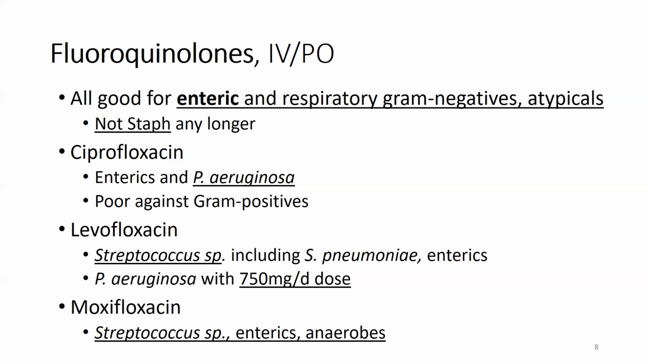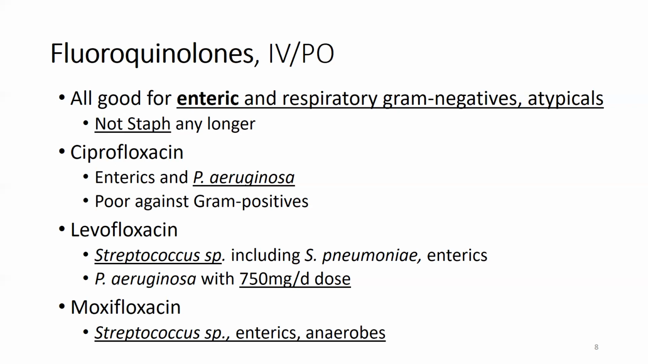So ciprofloxacin is the oldest that's still being used. That's good against both enterics as well as Pseudomonas aeruginosa. So this should be noted. It's the only class of drug that is oral and effective against Pseudomonas. Cipro, though, is poor against most gram-positive infections. And that's where levofloxacin helped when it came around.